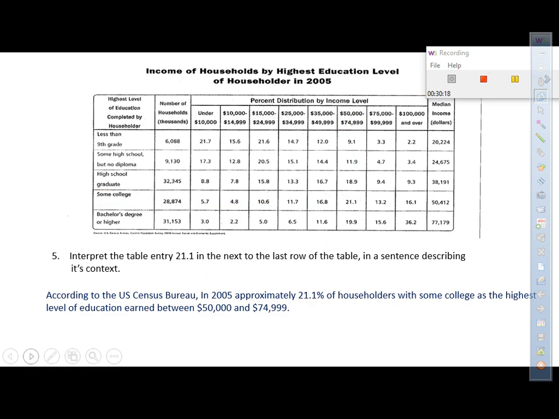Here's how I decided to write mine. According to the U.S. Census Bureau, in 2005, approximately 21.1% of householders with some college as the highest level of education earned between $50,000 and $74,999. Like I said, guys, you could flip things around, in 2005 according to the U.S. Census Bureau, but as long as you have that main information in there.